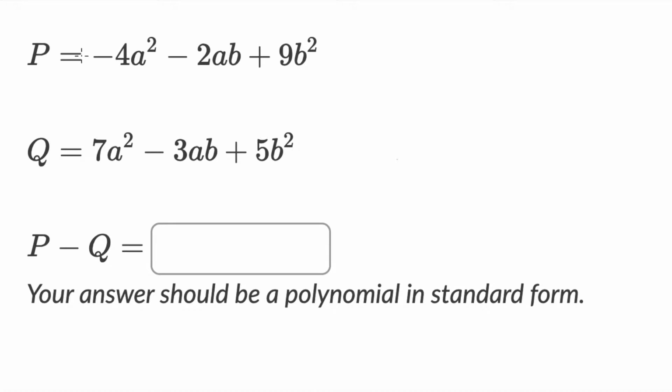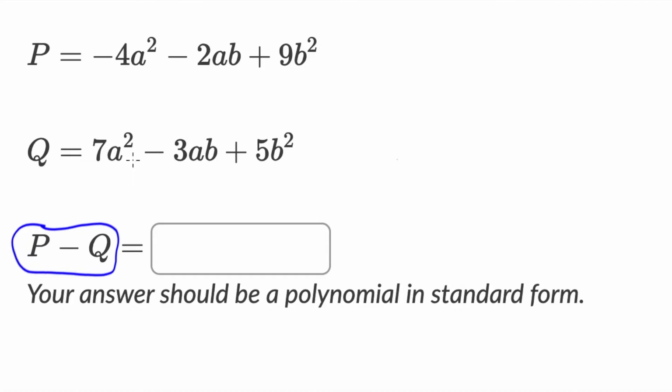We have p equals negative 4a squared minus 2ab plus 9b squared. And we have q equals 7a squared minus 3ab plus 5b squared. So pretty much our goal is to get p minus q. Okay, that is our goal.